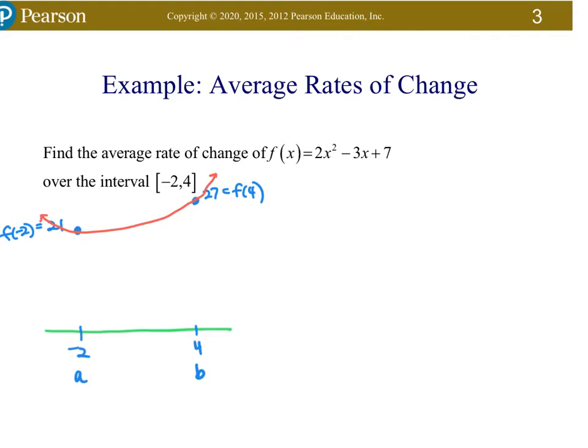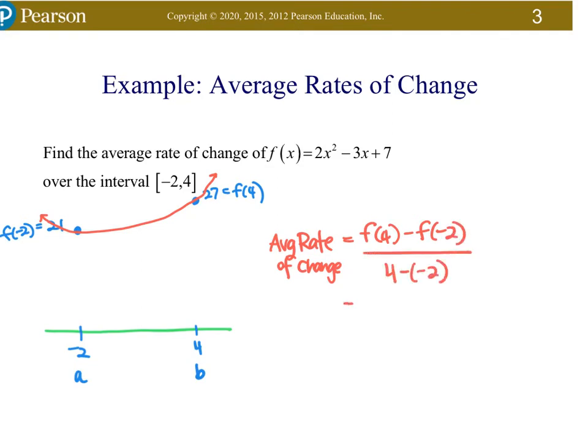But we want the average rate of change. So the average rate of change will be f of 4 minus f of negative 2 over 4 minus negative 2. We already figured out f of 4, that's 27. We figured out f of negative 2, that was 21. So we have 27 minus 21 over, now we've got a double negative, 6. So this turns out to be 6 over 6, and so the answer to the average rate of change is 1.